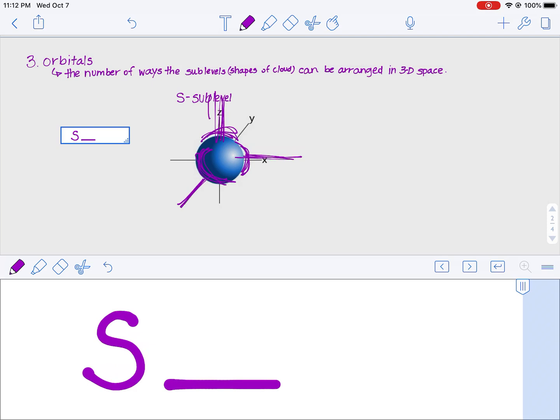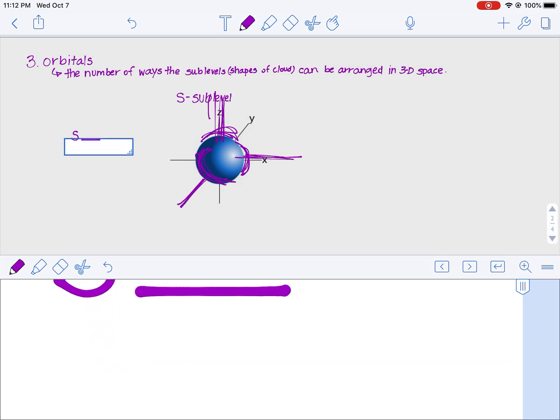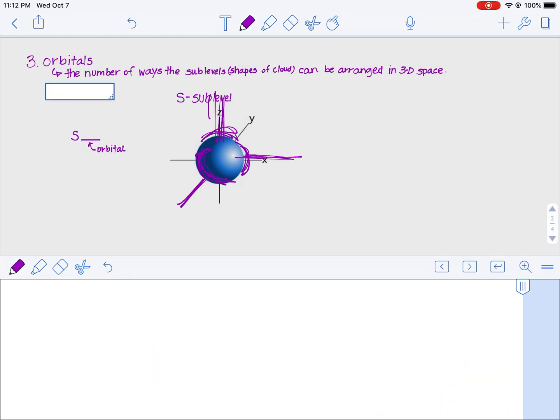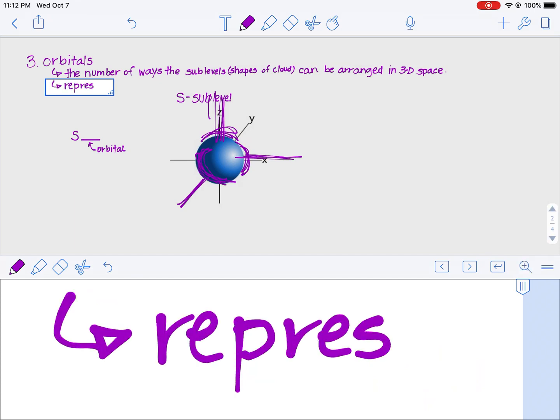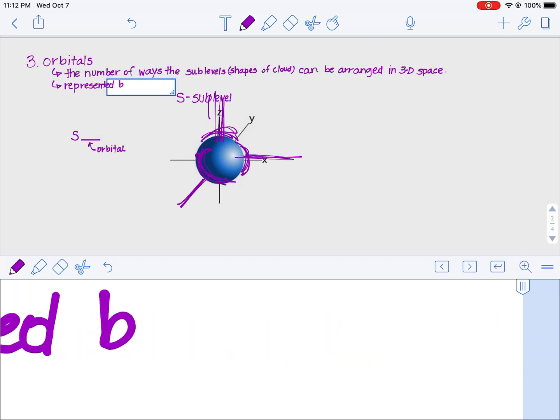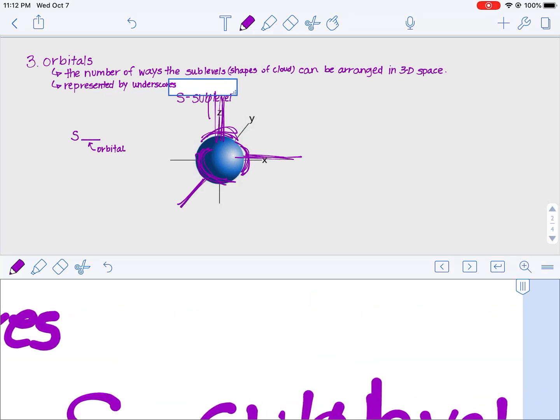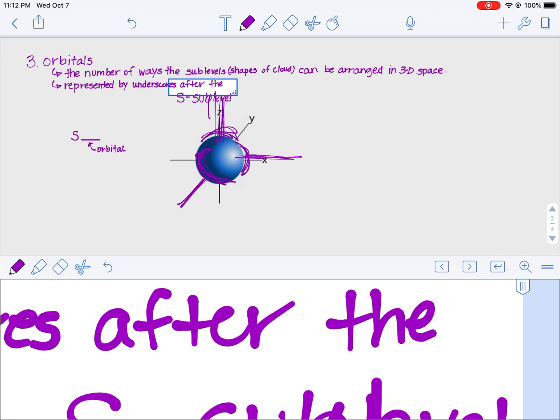So the S sublevel will have one dash that follows it, and this is how we represent the orbital. Let's make that our next bullet. They're represented by underscores, after the sublevel.